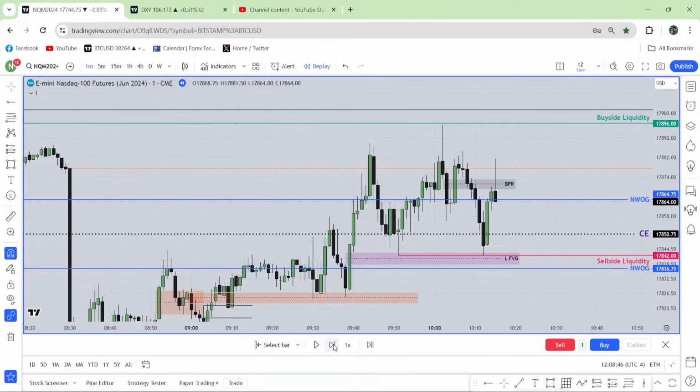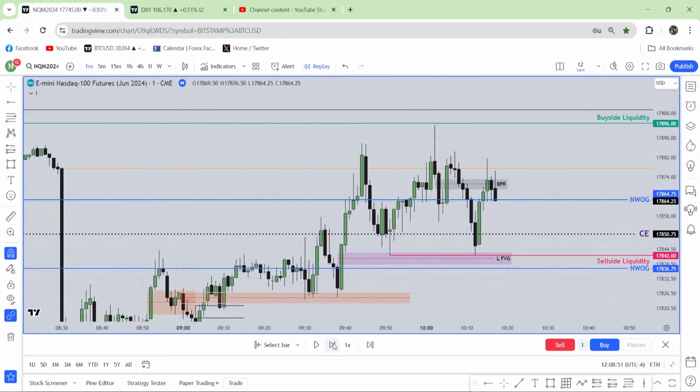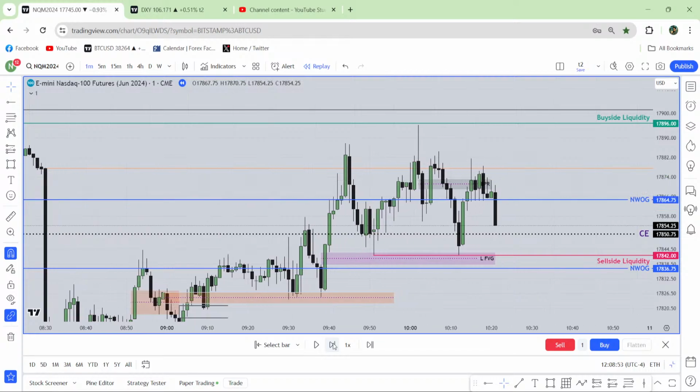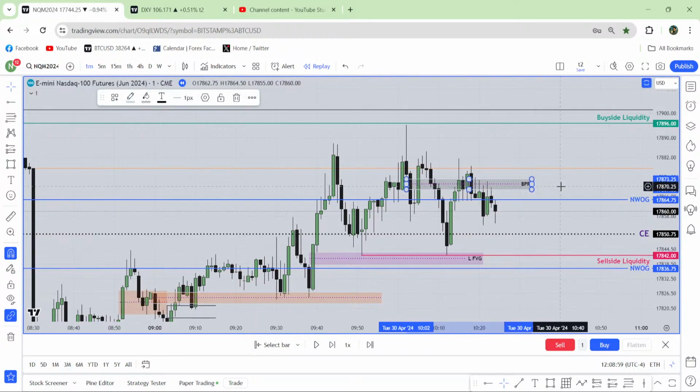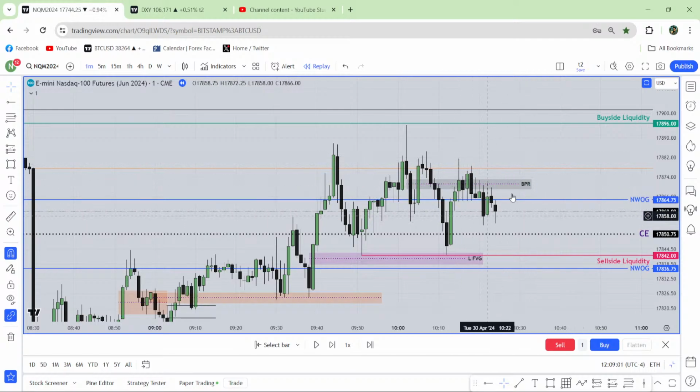Let's see what happened. Market went a little higher above the BPR and then it worked over there with that BPR. Okay. Just look at the price action over here. Do you see anything yet? What do you think? Is market going to take that sell side liquidity? Or what do you think? Is market going to take that buy side liquidity?